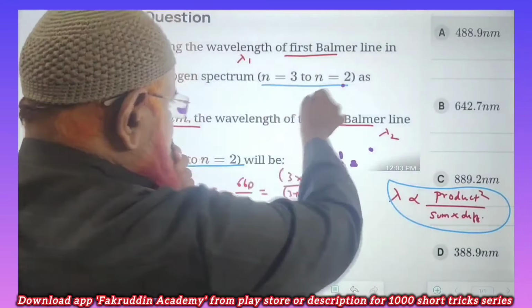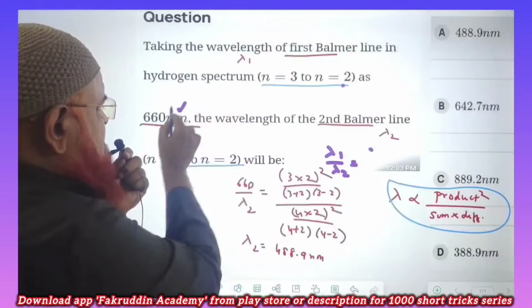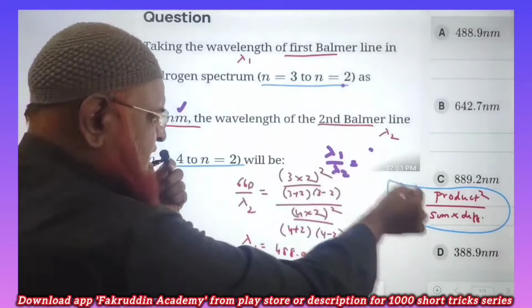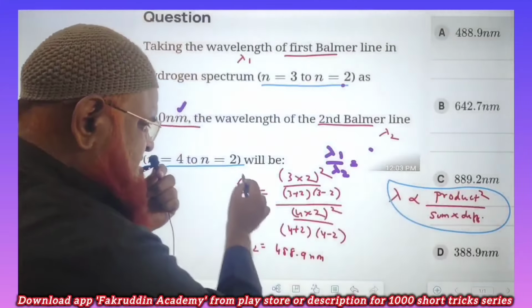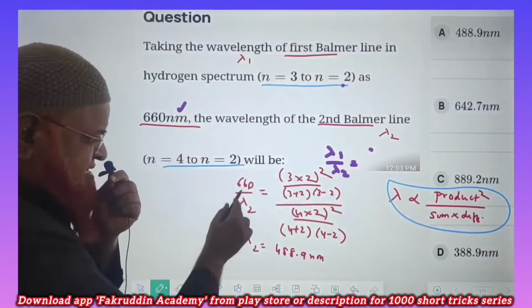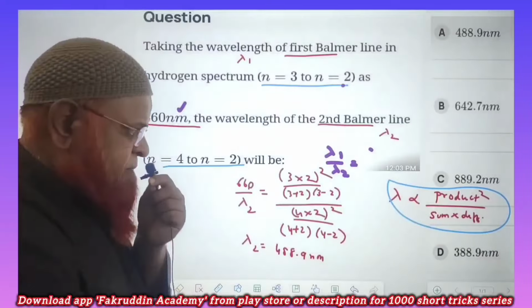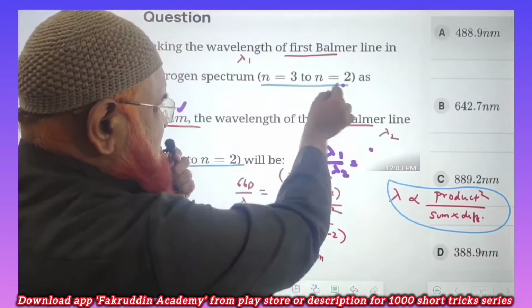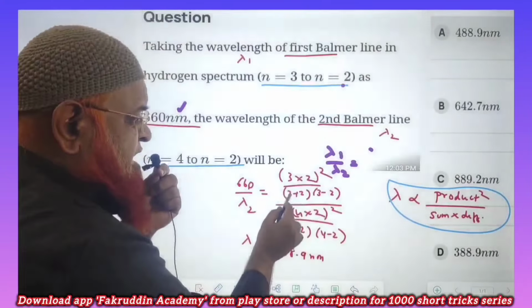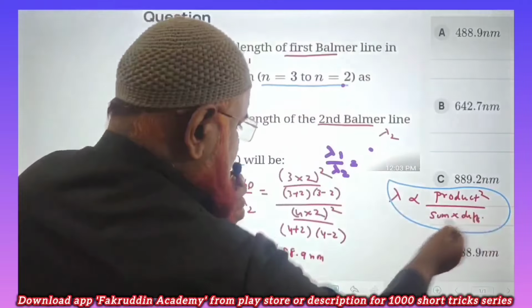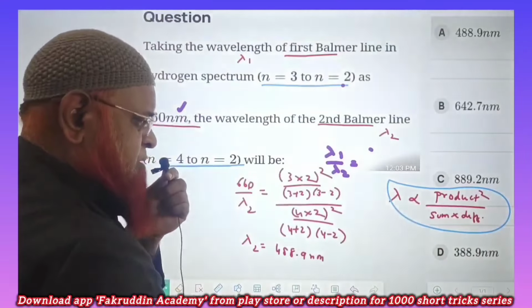So in the first transition, you have to consider the wavelength given here. So lambda 1 by lambda 2 is equal to product whole square by sum into difference. Lambda 1 is with you, 660. Lambda 2 you have to find out. So product whole square means, in the first transition, 3 into 2 whole square by sum into difference, that is 3 plus 2 into 3 minus 2.